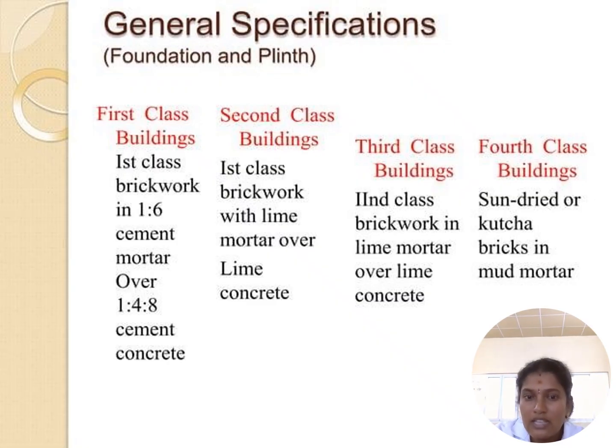If it is a first class building, it means first quality brick. First class brick is used with cement mortar. In the second class, first class brickwork is used with cement mortar, or it may be lime mortar, but it should be a first class brick. That is also called a second class building. In the third class, we will see second class brickwork also used with lime mortar. What about the fourth class? It might use sun dried bricks. It is unburned. Kacha bricks means unburned bricks with mud mortar. So that is called a fourth class building.